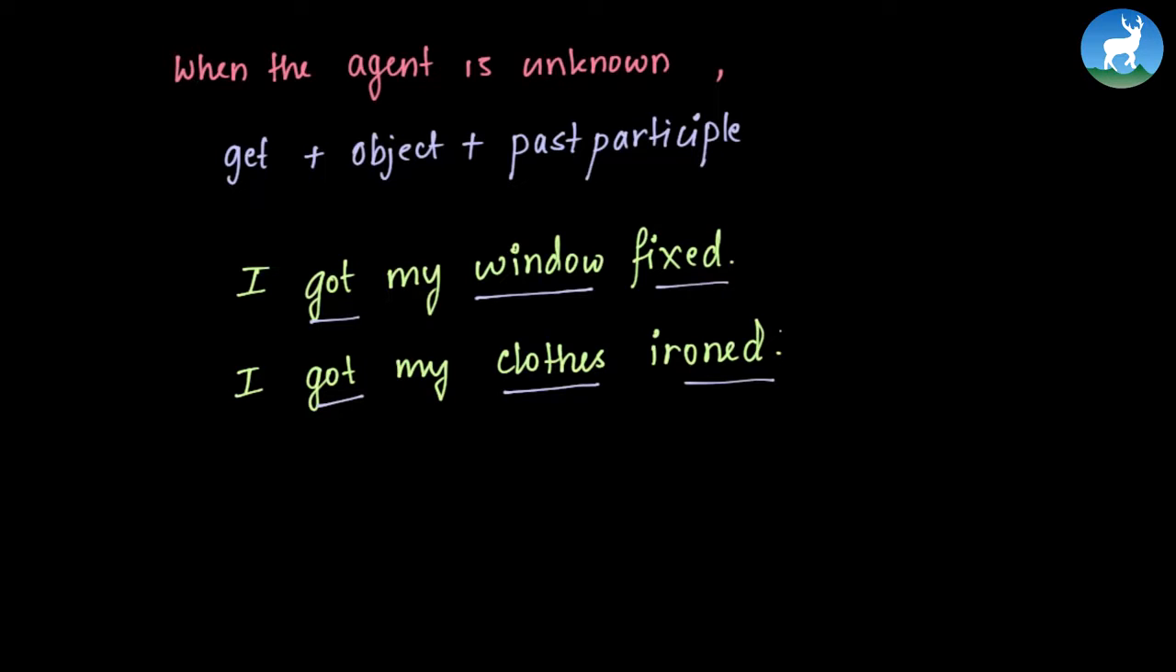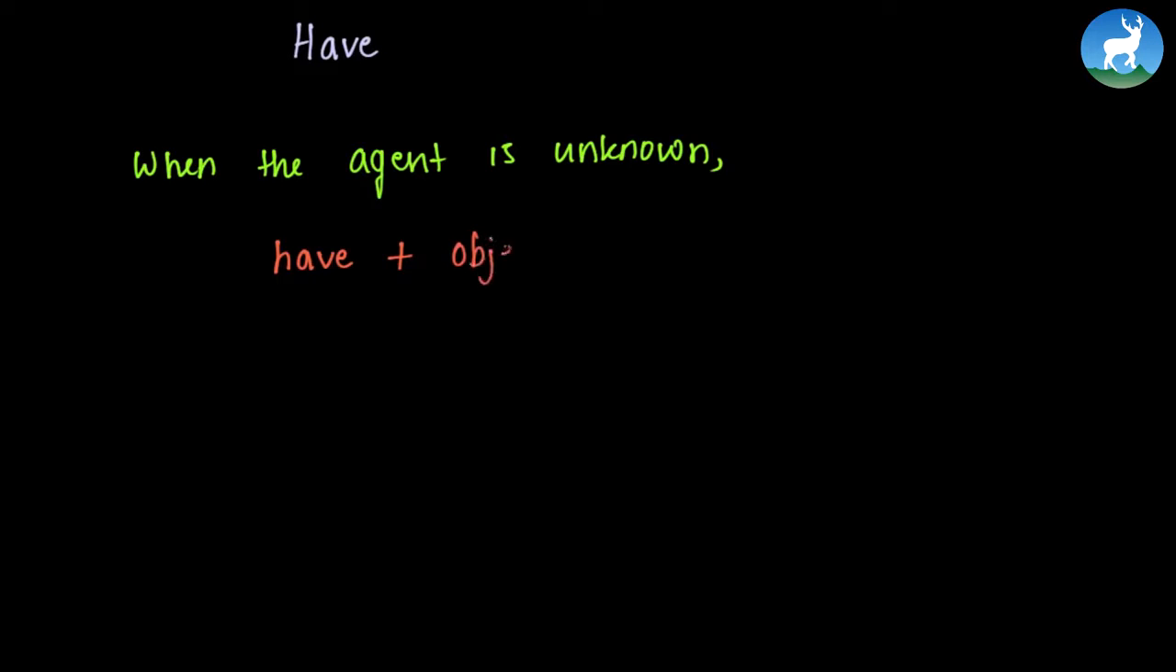Now let's move towards another causative verb, that's have. Get and have are very similar while we construct the basic sentence structure. When the agent is unknown, and we are using have, the sentence structure is exactly the same as that of get. That means we write have plus object plus the past participle form. Let's see an example.